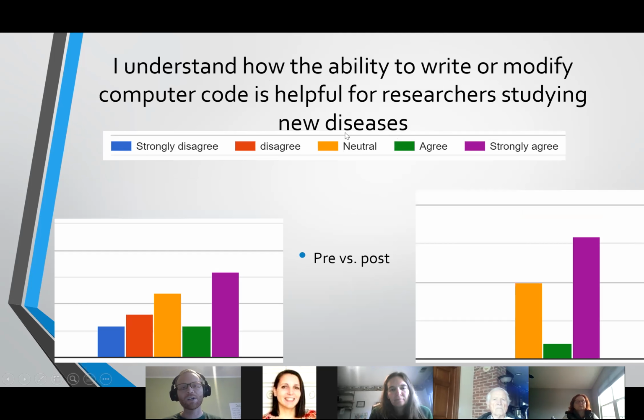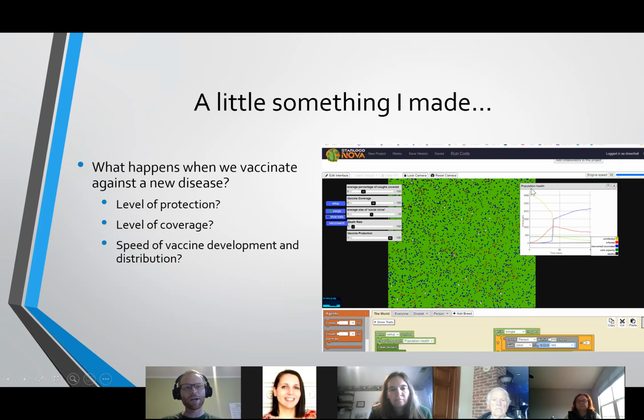Additionally, they understood how being able to use code and write and modify code would be helpful for researchers studying new diseases. Here we have a bunch of people who disagree. I think these could have been the people trying to gain my approval by saying, yeah, I understand that beforehand. But then after the fact, it was either neutral or everybody agreed. So anyway, some growth there.